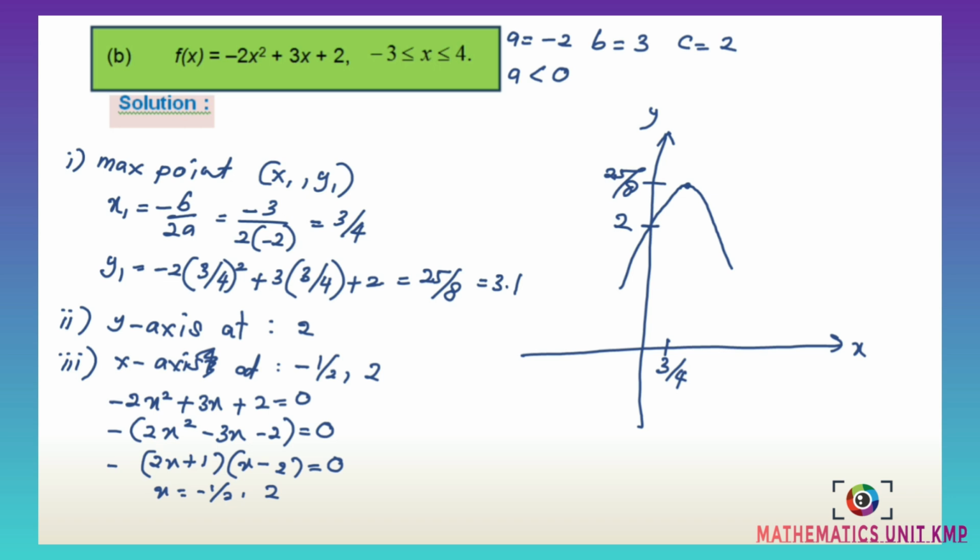Before we complete the graph, the constraint is x greater than or equal to negative 3 and less than or equal to 4. When x equals negative 3, substituting negative 3 into the function gives y equal to negative 25. And when x equals 4, y equals negative 18.